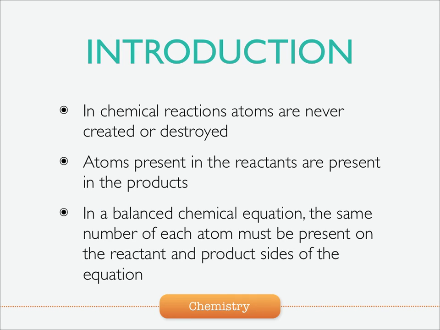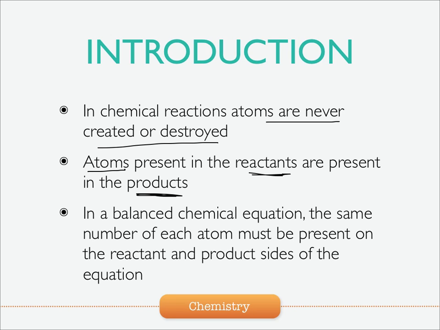All right, first of all, a couple things to keep in mind. In chemical reactions, atoms are never created or destroyed. That's basically the law of conservation of mass. You can't create matter, you can't destroy matter. Whatever you start with, you got to have at the end. So any atoms that you had in the reactants, they have to be there in the products when you're done.